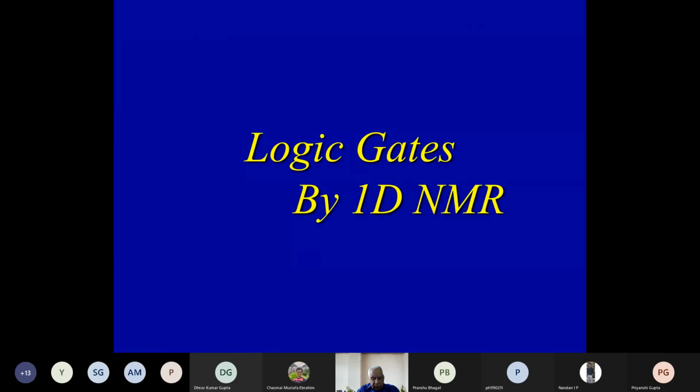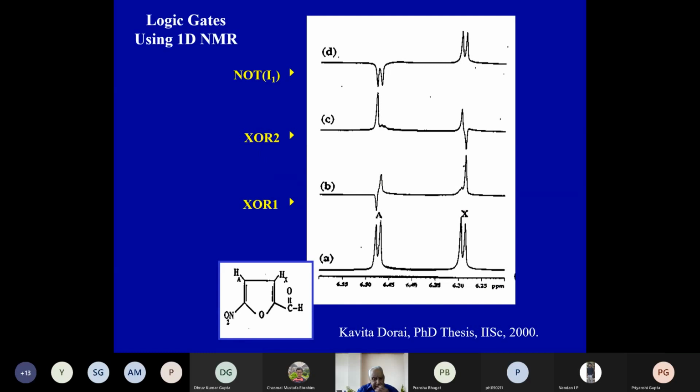Now let me show you some logic gates by 1D NMR. This is a NOT 1. I just flip the first spin by pi pulse, and it's a NOT gate on the first spin. I do a control NOT operation, and this spectrum looks like this, and similarly I can do control NOT on first spin, and this is the molecule. So this was somewhat straightforward.